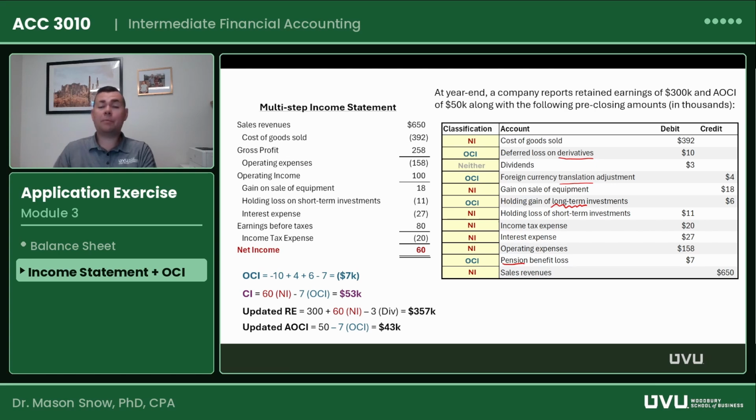We're now ready to prepare 2 financial statements from all of this data, both the income statement as well as the statement of comprehensive income. Well, good job, everybody. Hopefully you've got your work well documented. Upload that and I'll be happy to give you full credit. Good work today.